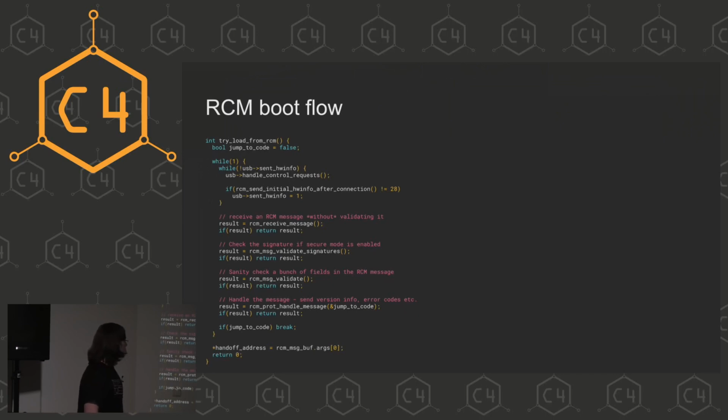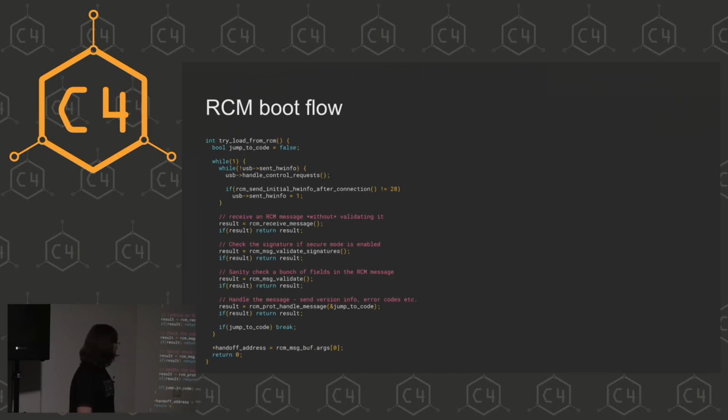After that, we check if that message is properly signed. If it's signed, we validate a bunch of fields in there. For example, that these two length fields are equal, and that the code is not too much for us to actually jump to. And then we jump to a function that's called RCM prot handle message, where it's jumping to the code, or it's responding with the version information that you requested, and so on.